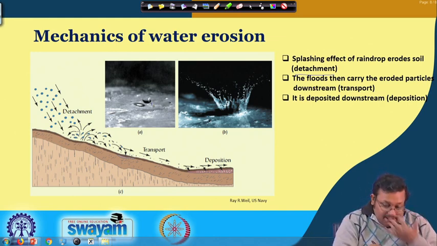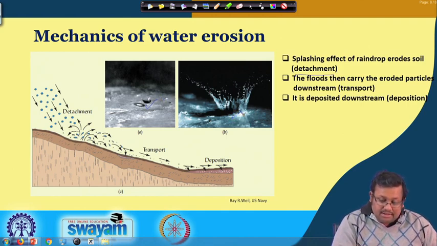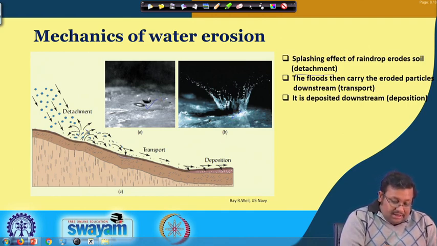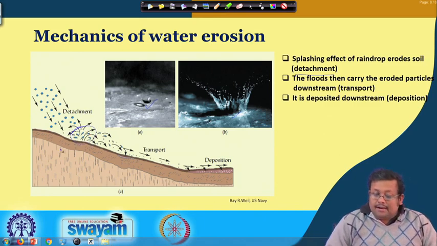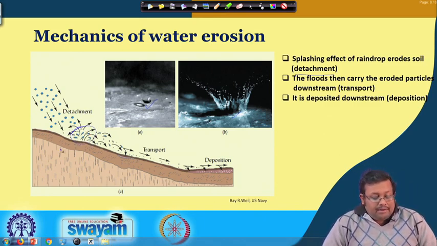So you can see the splashing effect of raindrops. It is a falling raindrop, and when a raindrop falls over the surface, it causes detachment. So this is the first process. The second process is the floods. The floods then carry the eroded particles downstream.